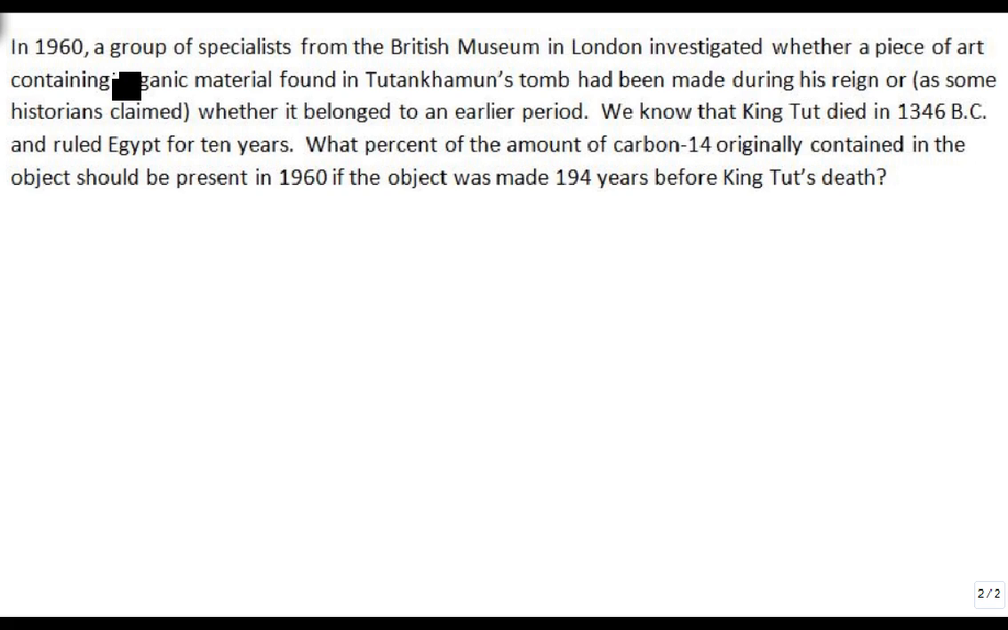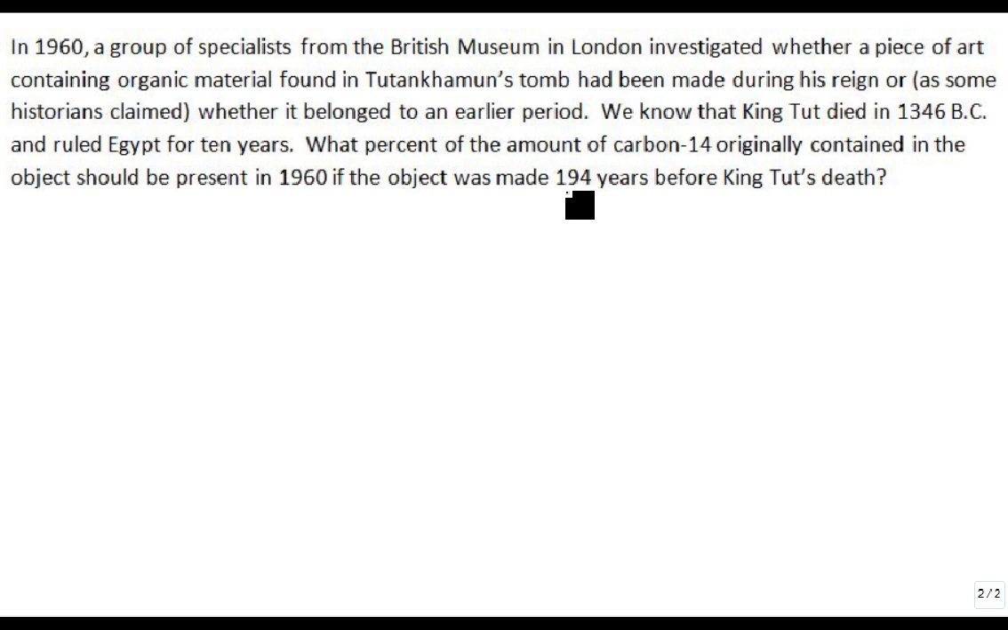So in 1960, a group of specialists from the British Museum in London investigated whether a piece of art containing organic material found in Tutankhamun's tomb had been made during his reign, or as some historians claimed, whether it belonged to an earlier period. We know that King Tut died in 1346 BC and ruled Egypt for 10 years. What percent of the amount of carbon-14 originally contained in the object should be present in 1960 if the object was made 194 years before King Tut's death?